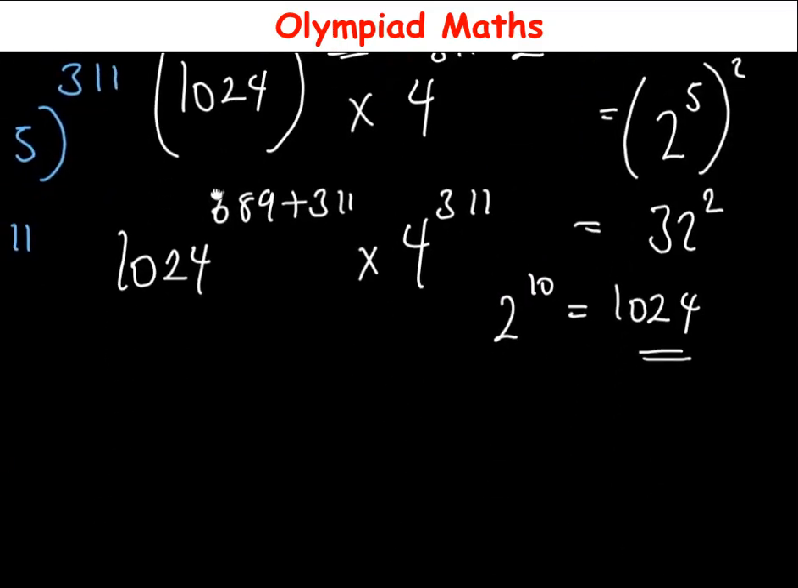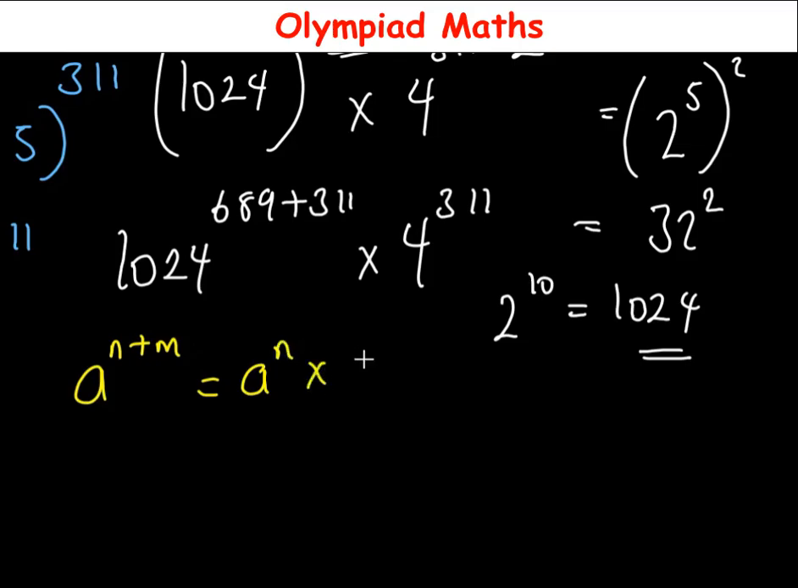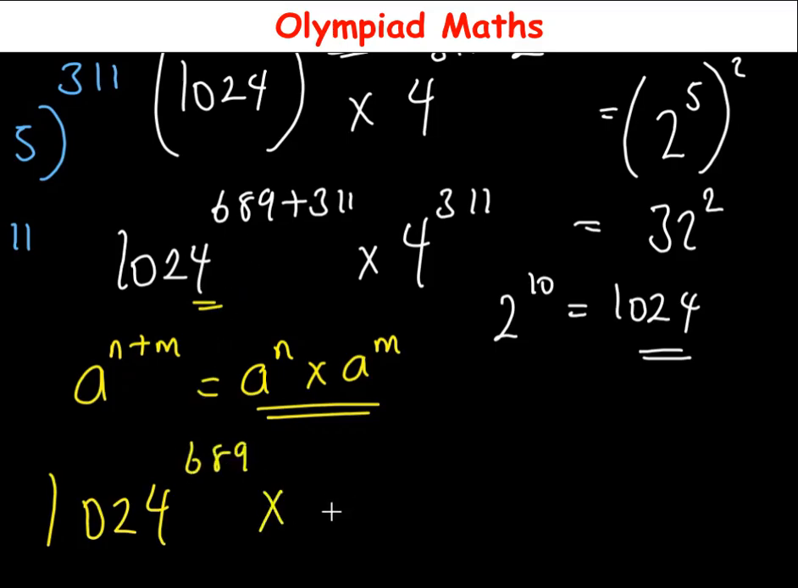So from here, applying this rule, that if you have a raised to power n plus m, this equals a raised to power n times a raised to power m. Applying this rule right here, this becomes 1024 all raised to power 689 times 1024 all raised to power 311, then times 4 raised to power 311.